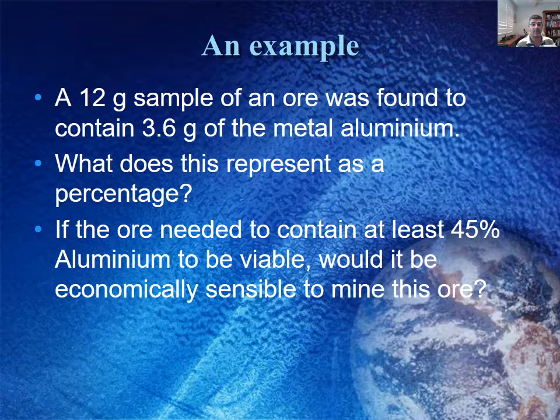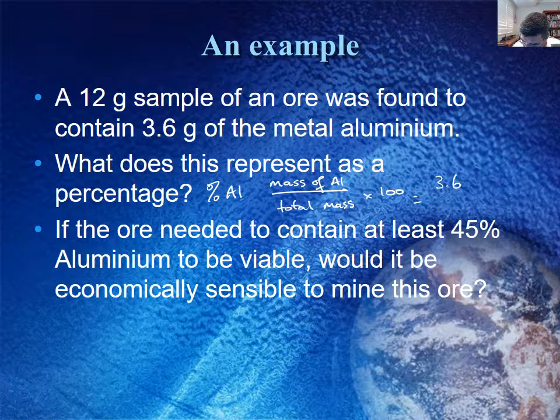So here's a little example for us just to have a quick look at now. A 12-gram sample of an ore was found to contain 3.6 grams of the metal aluminium. What does this represent as a percentage? Well, this is exactly the sort of problem that we are looking at when we're doing our gravimetric analysis. So the simple thing we do is for the percentage of aluminium, we need the mass of aluminium divided by the total mass, and we're going to express it as a percentage, so we need to multiply it by 100. So in this case, it will be 3.6 divided by 12, times 100, and that's going to be 30%.